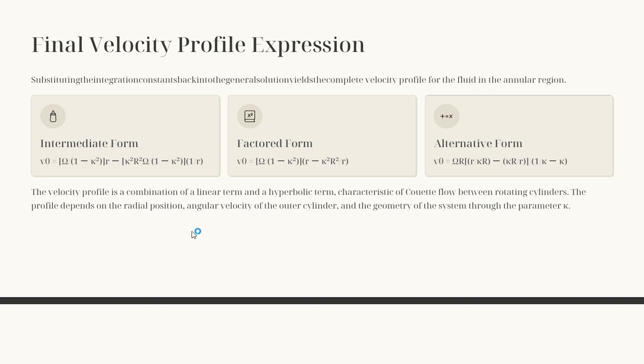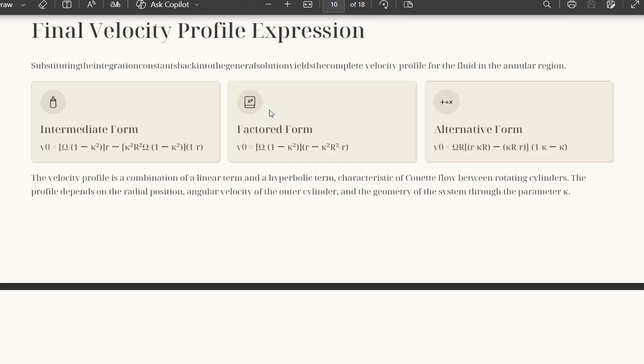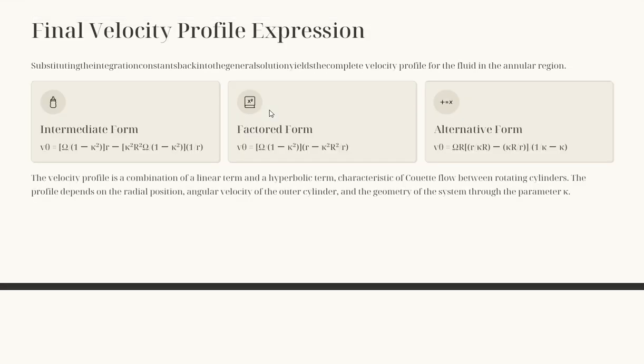The velocity profile is a combination of a linear term and a hyperbolic term. Characteristics of Couette flow between rotating cylinders: the profile depends on the radial position, angular velocity of the outer cylinder, and the geometry of the system through the parameter kappa. Also, this equation shows velocity increases with radius, flow is non-linear, and it is a combination of linear plus inverse variation.